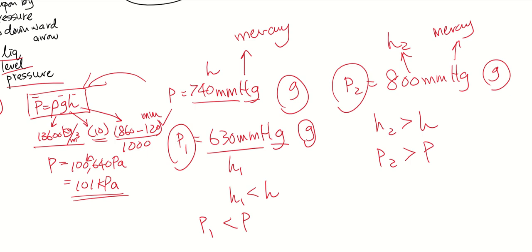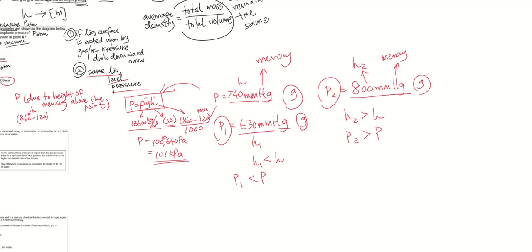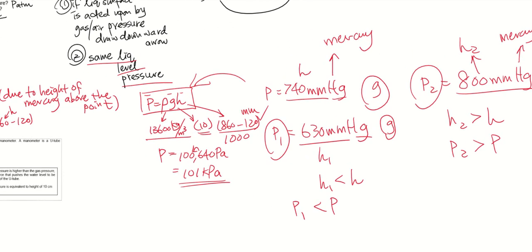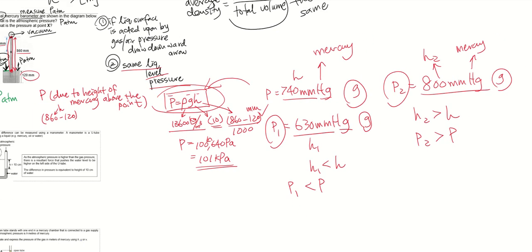So this is just another way of expressing pressure. But if the question says calculate and leave your answer in Pascal, then you definitely need to apply this P equals rho GH formula. And I remind you again, everything to be in SI unit.